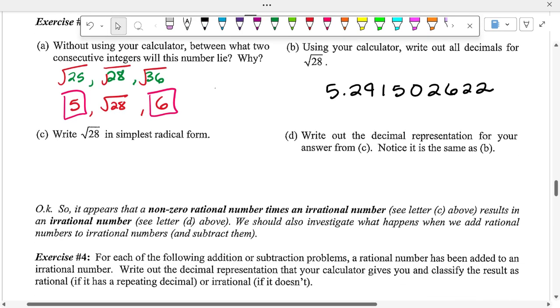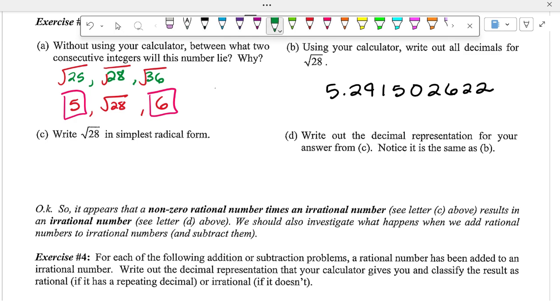Now let's put this in simplest radical form. So what is the greatest perfect square that will divide evenly into 28? Look at your perfect square chart. What would be the greatest perfect square that would be a factor of 28? 4. So I'm going to rewrite this as 4 times what? 7. Rewrite this as the square root of 4 times the square root of 7. So what's my answer?